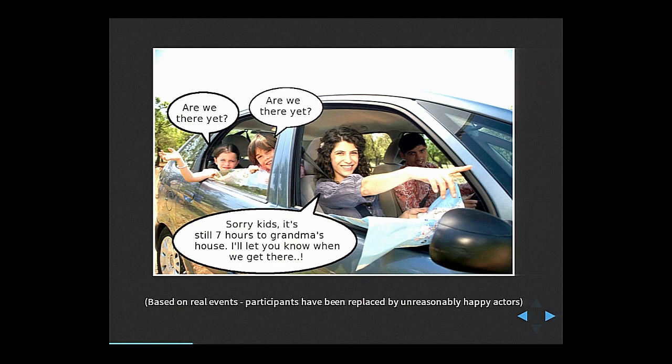And so the metaphor on the screen is that the kids are polling. They're saying, are we there yet? Are we there yet? Are we there yet? They're trying to work out what the status of their journey to grandma is. Why they can't just look out the window, I don't know. "I'll let you know when we get there" creates a sort of callback, i.e. the mother is promising to do something when some condition is met.